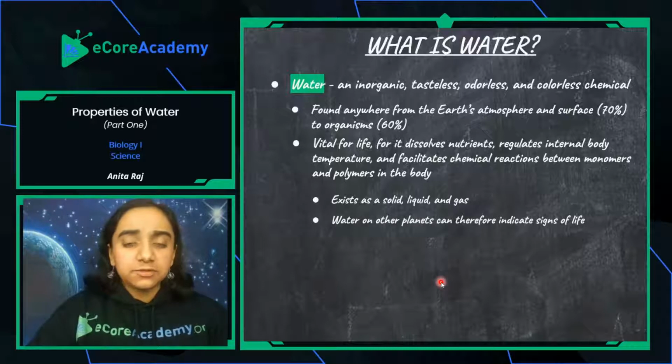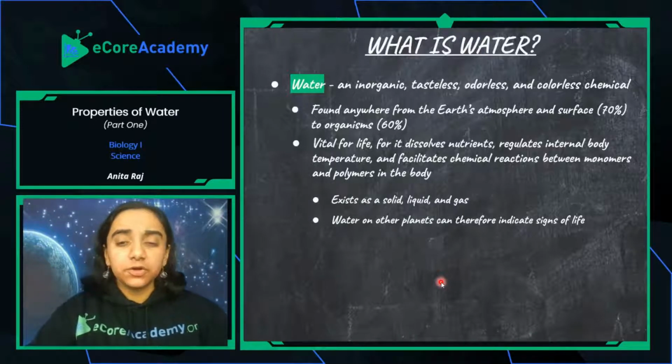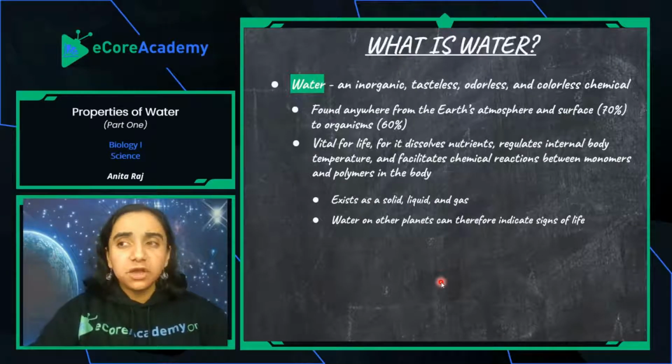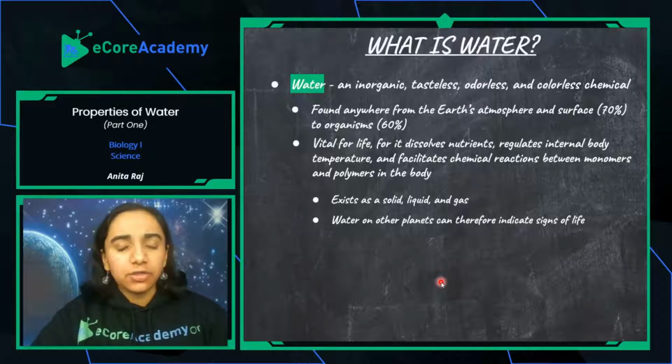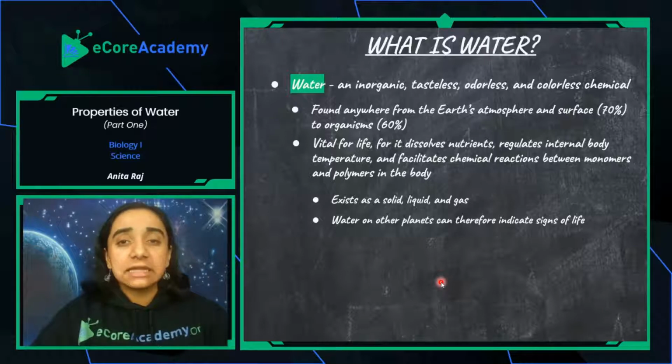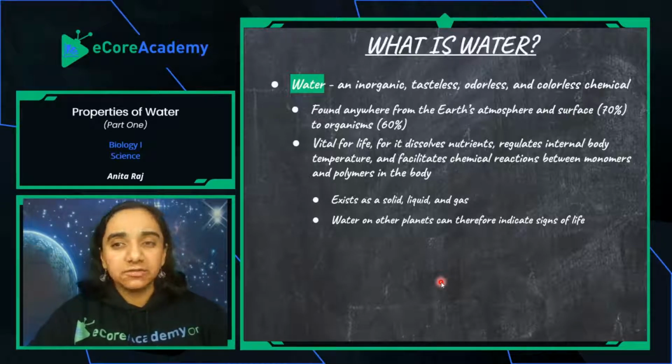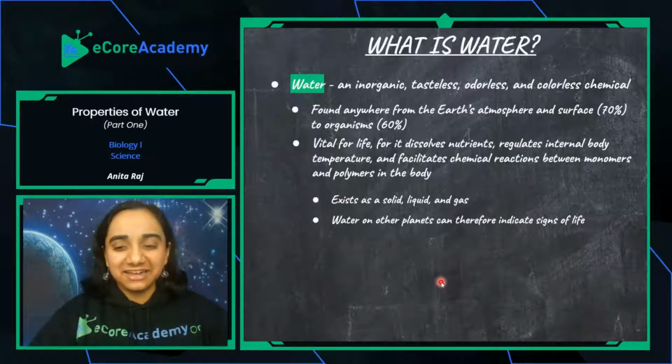I just wanted to quickly discuss this: water on other planets can indicate signs of life. For example, we're doing a lot of studies on Mars, and scientists are trying to find water on Mars, because wherever water is, life can thrive. If there's water present on other planets, that can mean there's a form of life on that planet, because water sustains life. So that's why water is so important in the exploration part of our society.